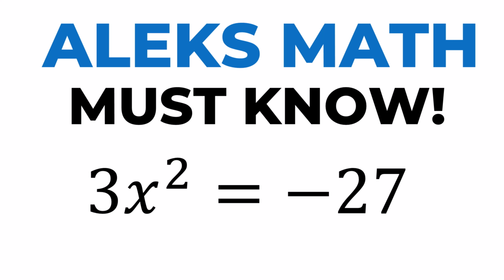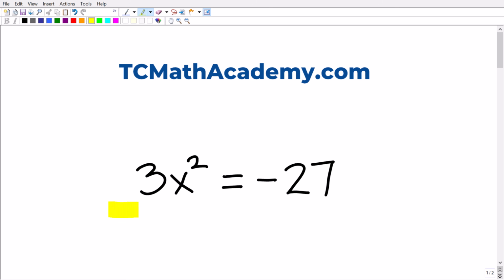If you're taking the ALEKS Math Placement exam, you'll definitely need to know how to solve a problem like this. We have 3x squared is equal to negative 27, and we're trying to solve this equation for x. To do this, you'll need a really good understanding of quadratic equations and imaginary numbers. So let's take a look at how to work through this problem step by step and answer the question.